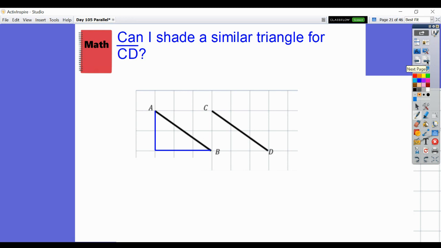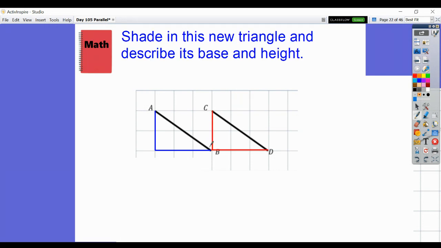Can I shade a similar triangle for CD? I think so. And there it is. 2 units height, 3 units length on the base. And it is a right triangle. It forms a right angle in that corner. And this forms a right angle in this corner.